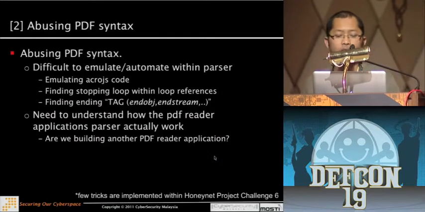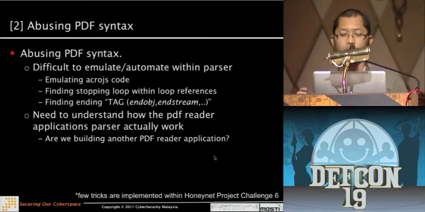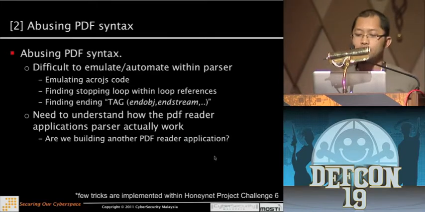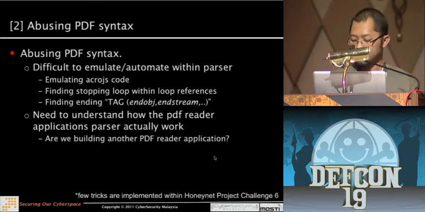Okay, so another thing is, like I mentioned, the problems with this are difficult to emulate or to automate within the parser. Something like I mentioned earlier: emulating AcroJS code, finding stopping loops, and finding the ending tag for things like endobj and endstream. And of course, you need to understand how the PDF reader application's parser actually works. But then, are we building another PDF reader application? I think not, right? We are building the parser to analyze the malicious PDF.